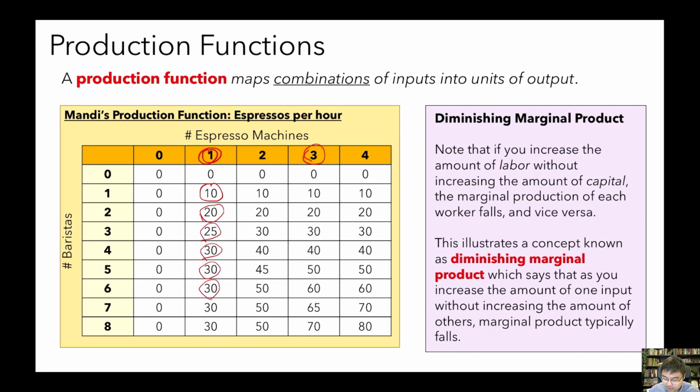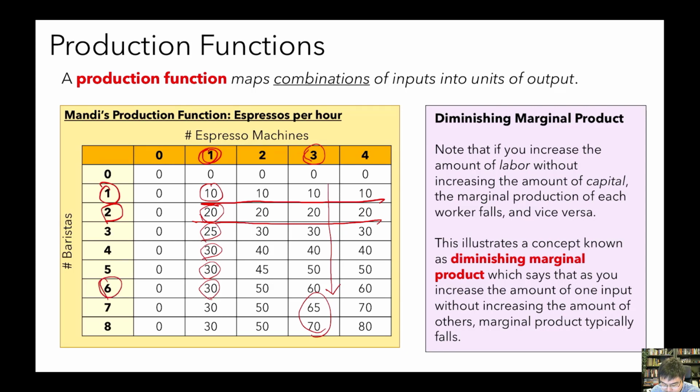And similarly, if you had 3 espresso machines, then you can hire up to 6 baristas before the marginal product for each additional barista hired starts to decrease, right? Okay, and similarly, if you fix the number of baristas, so if you only have 1 barista, then regardless of the number of espresso machines, you're going to be making 10 espressos per hour only, right? If you have 2 baristas, you're only going to be making 20 espressos per hour, right?